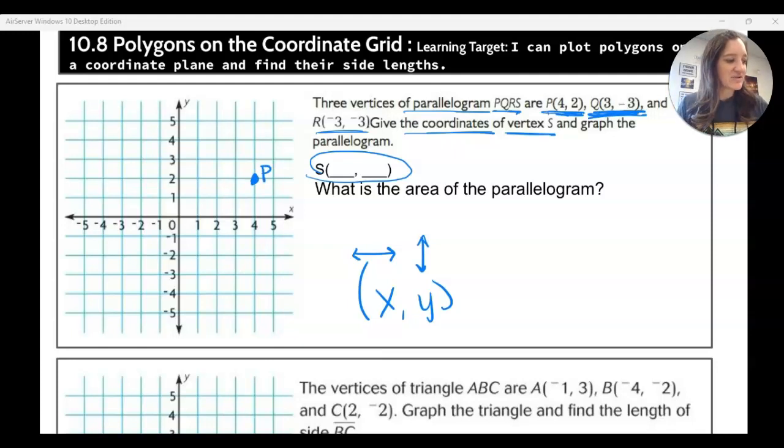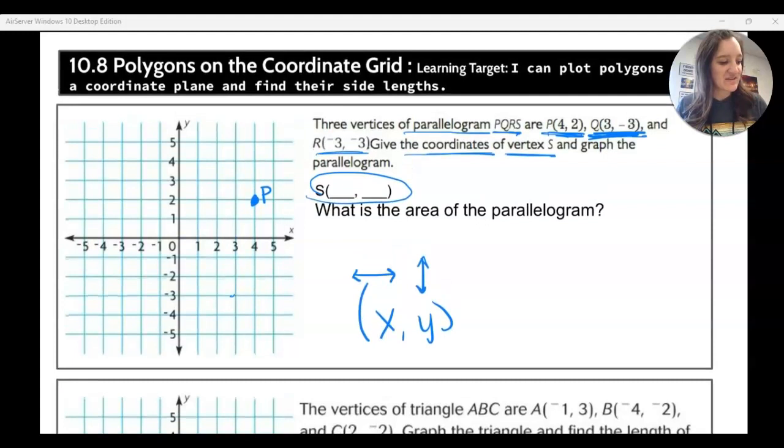Okay, now Q is at +3, -3. So we're going to put a point right at +3, -3. We're going to name that Q. And then R is at -3, -3. So going negative, negative, that is R. Okay, we've got to figure out where S is. And the information we have is that it is a parallelogram. So we can connect P, Q, and R, and then S is going to be somewhere around here, isn't it?